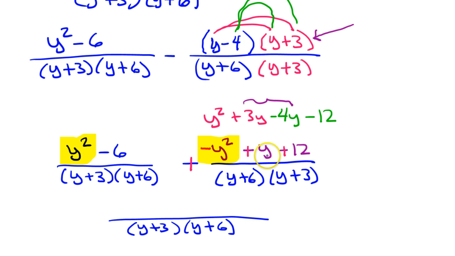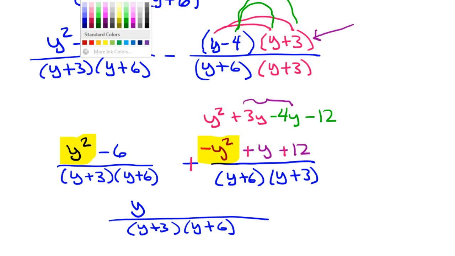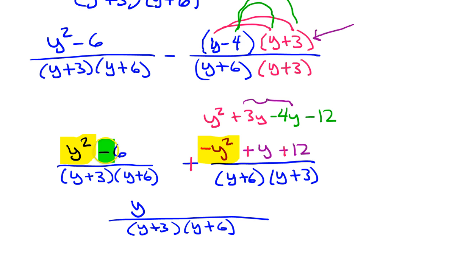Y does not have a like term. There are no other y terms, so I'm just going to bring down y. And then that leaves the like terms negative 6 and positive 12. Those go together. So that's going to give me positive 6. So this is what I have so far.